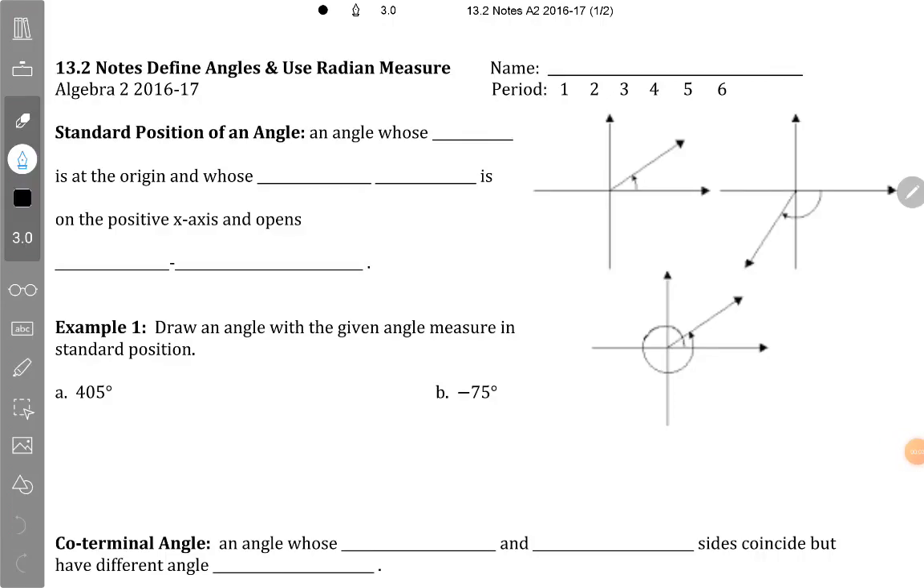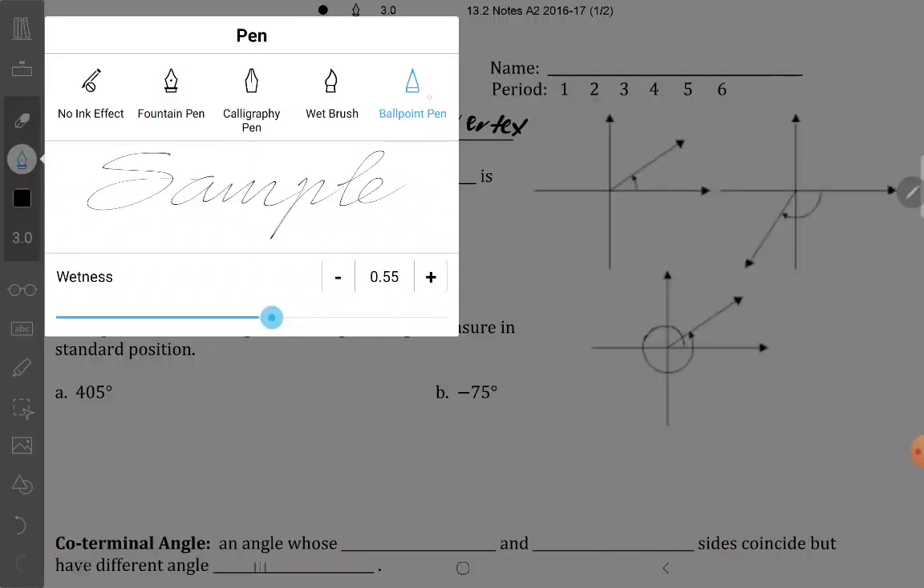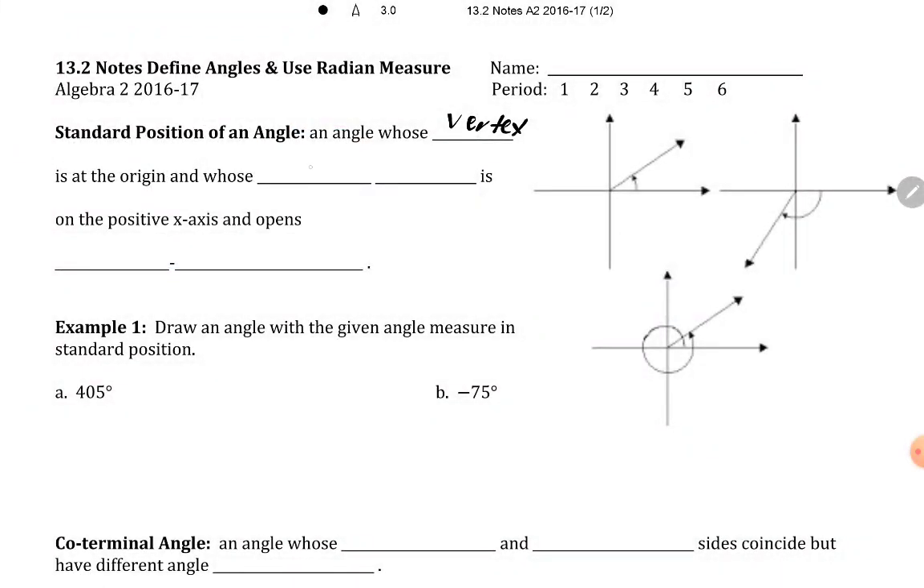We're going to look at general angles and use some radian measure here. So a standard position of an angle is an angle whose vertex is at the origin and whose initial side is on the positive x-axis and opens counterclockwise.